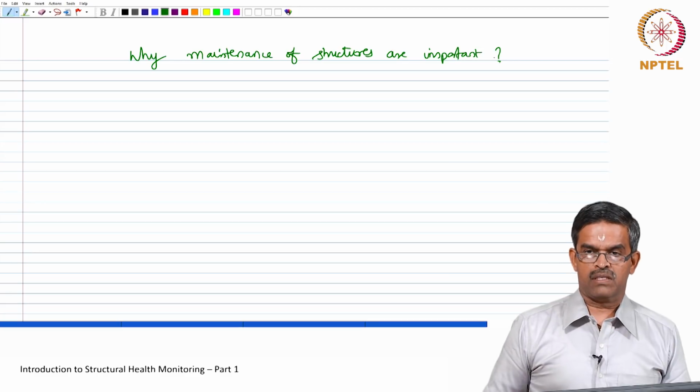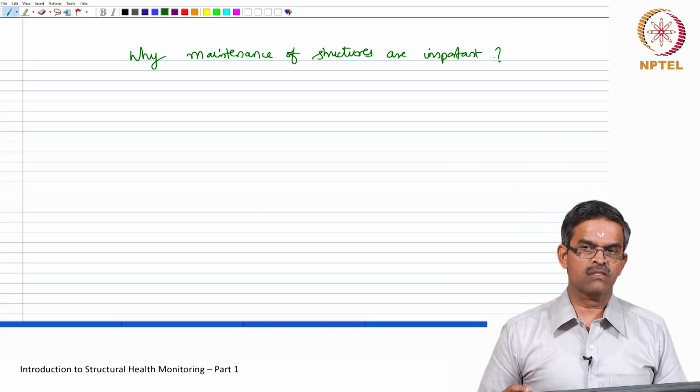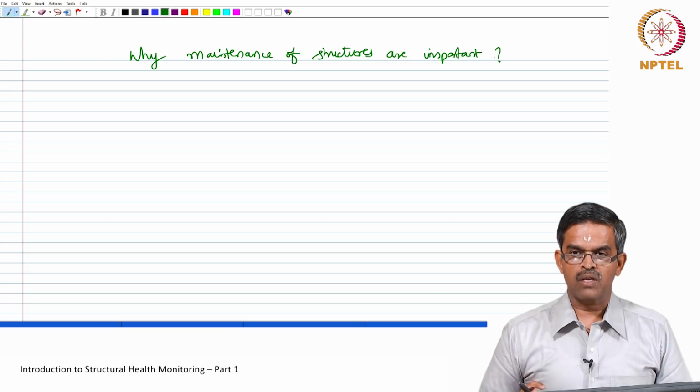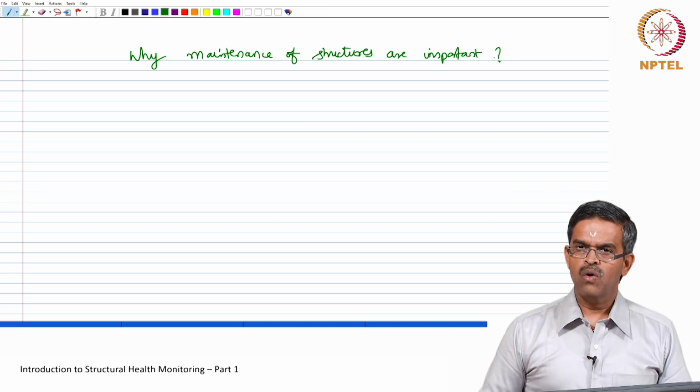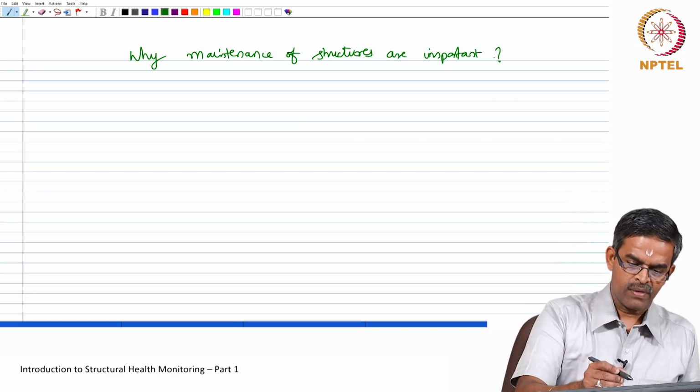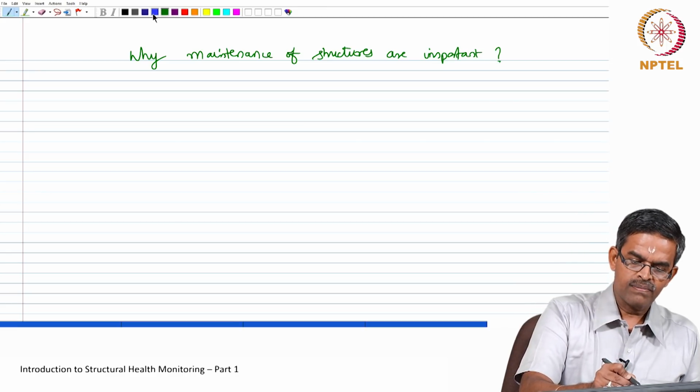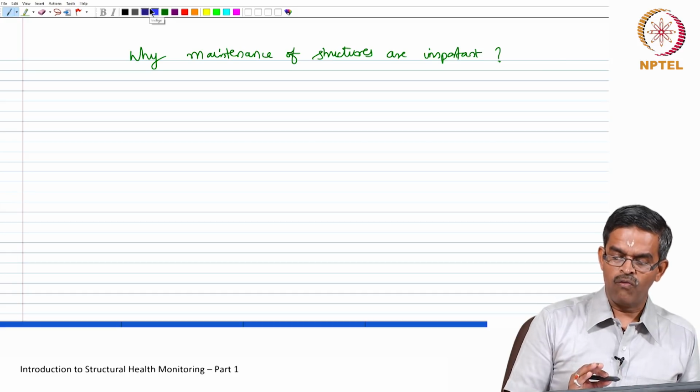Why do we maintain structures? Once the structures are constructed and commissioned and handed over to the client who started using the structure, maybe a bridge, maybe a utility building, maybe any public building, why do we have to maintain them?